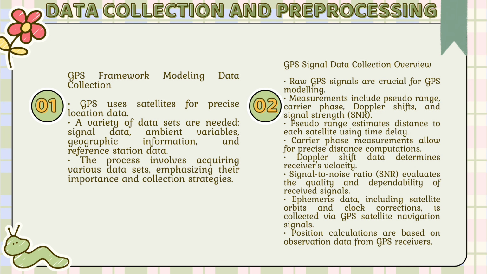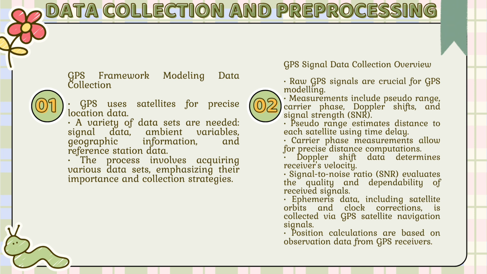So in GPS signal data collection overview, raw GPS signals are crucial for GPS modeling. Measurements include pseudo-range, carrier phase, Doppler shift, and signal strength (SNR). Pseudo-range estimates distance to each satellite using time delay. Carrier phase measurement allows precise distance computations. So Doppler shift data determines receiver velocity. Signal to noise ratio (SNR) evaluates the quality and dependability of the received signal.